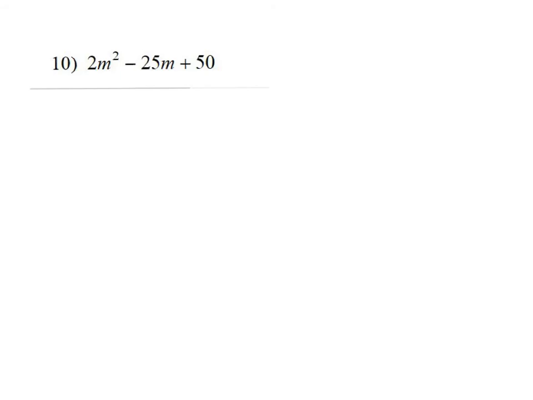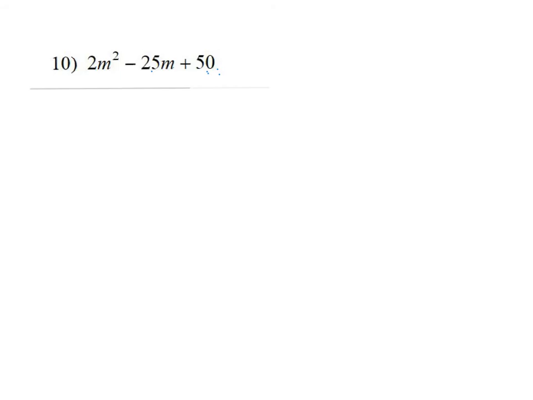Alright, so let's look for a greatest common factor first. We have 2, 25, and 50. And 2 would be great if we could divide these both by 50, or by 2. This one will work. 25 divided by 2 is not even, so it doesn't work. So we can't take out a number. Can we take out a letter? No, because there's no m in the constant term. So no greatest common factor.